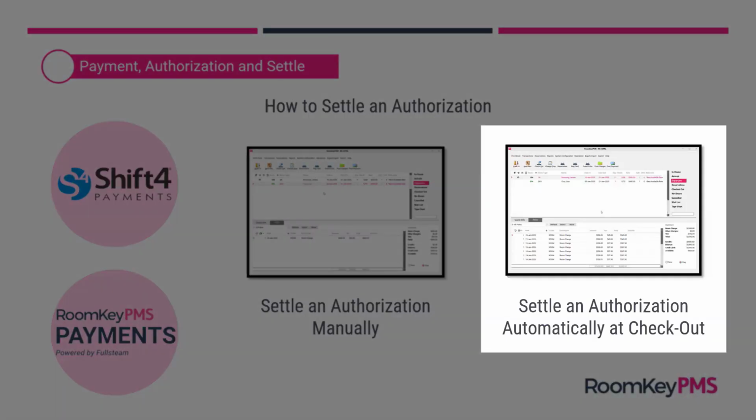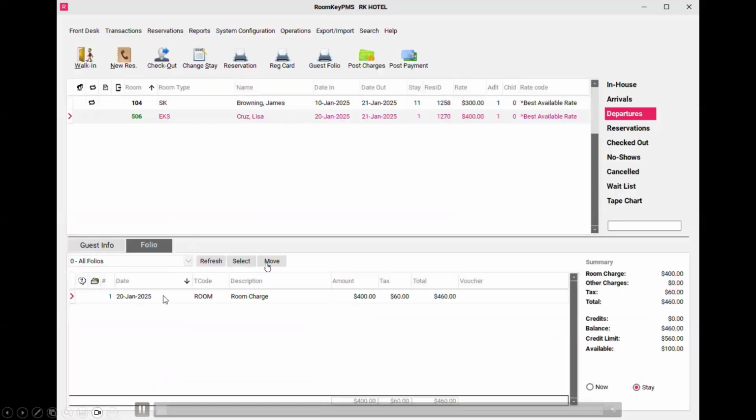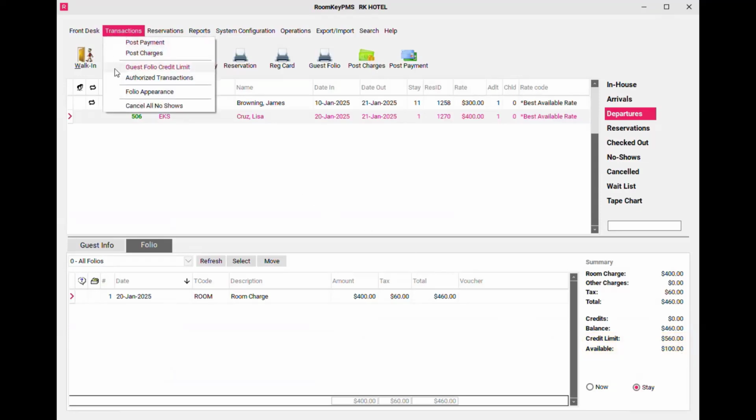The other more commonly used option is to settle an authorization automatically at checkout. Let's take a look at settling an authorization manually first. So here in this record, we have a guest reservation with a room charge on file, and we have credit that is already on file as well, with an additional $100 available for incidentals.